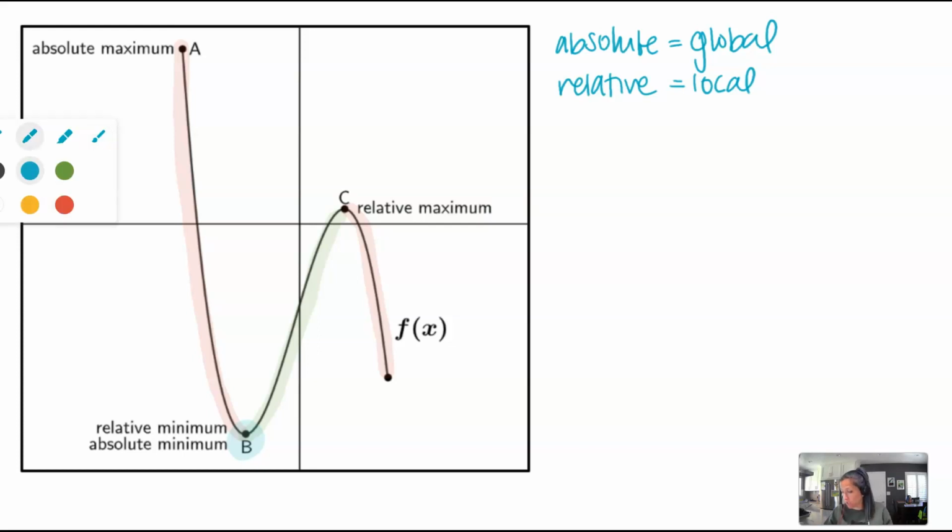If this function kept going, whoop, and ended here, and there was some new point D, that would have been the absolute minimum. And so we have a whole other test coming called the extreme value theorem. Really, it's a theorem that we'll then use to do a test. But because of that, we cannot just use our first derivative test.